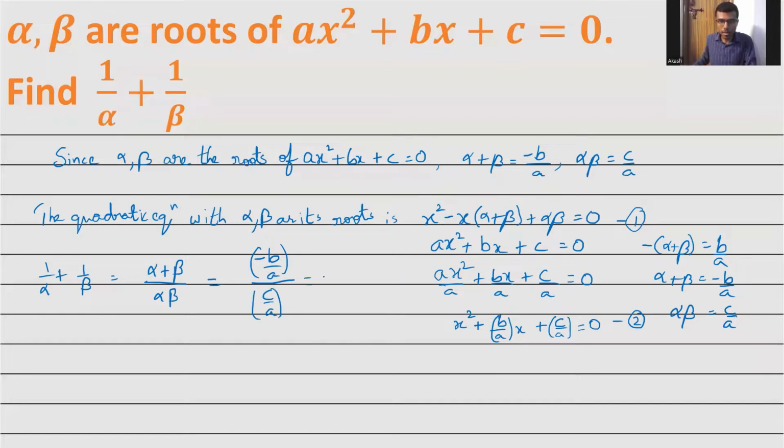Now this would be nothing but minus b by a times a by c. The denominator will become reciprocal: minus b by a into reciprocal of c by a. So that is nothing but minus b by a times a by c. So a will get cancelled. I will be left with minus b by c. That's it.